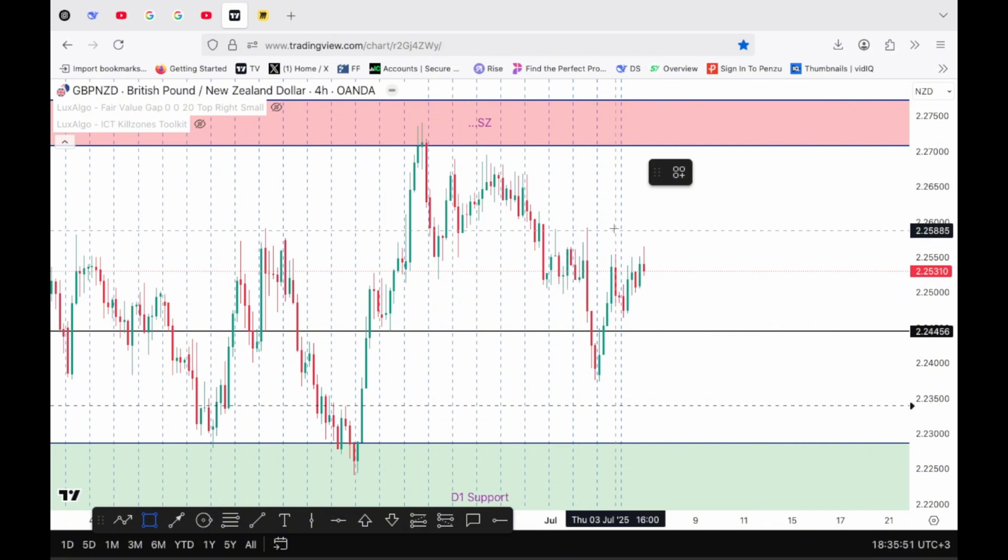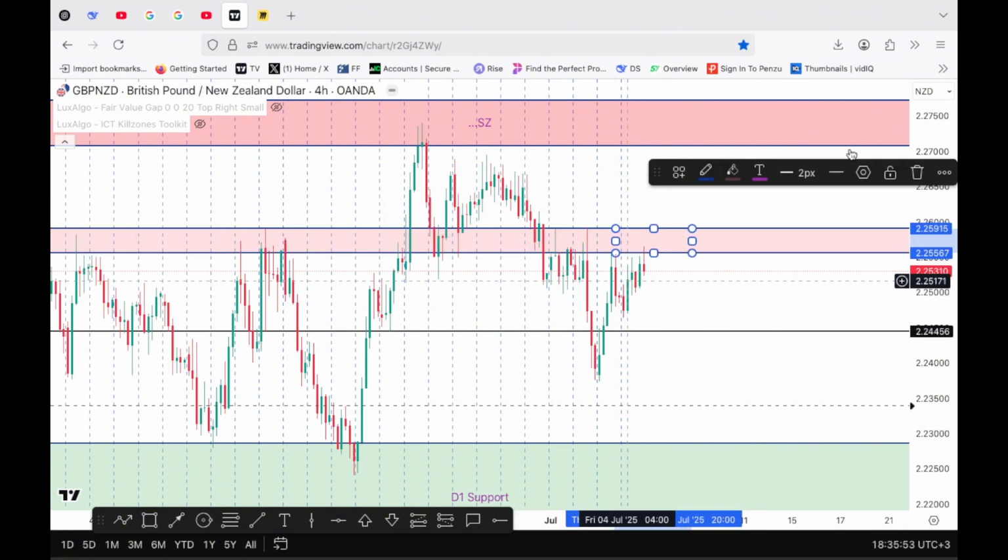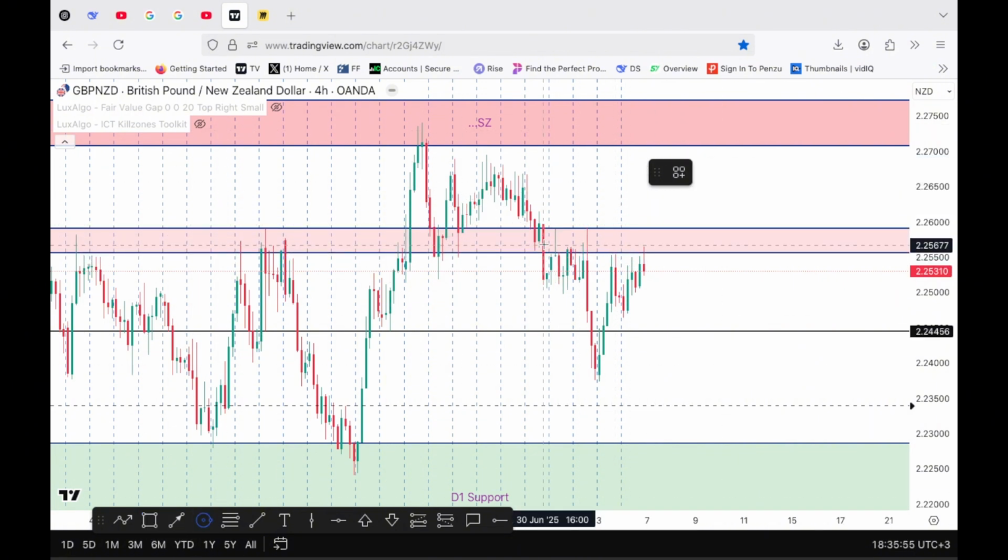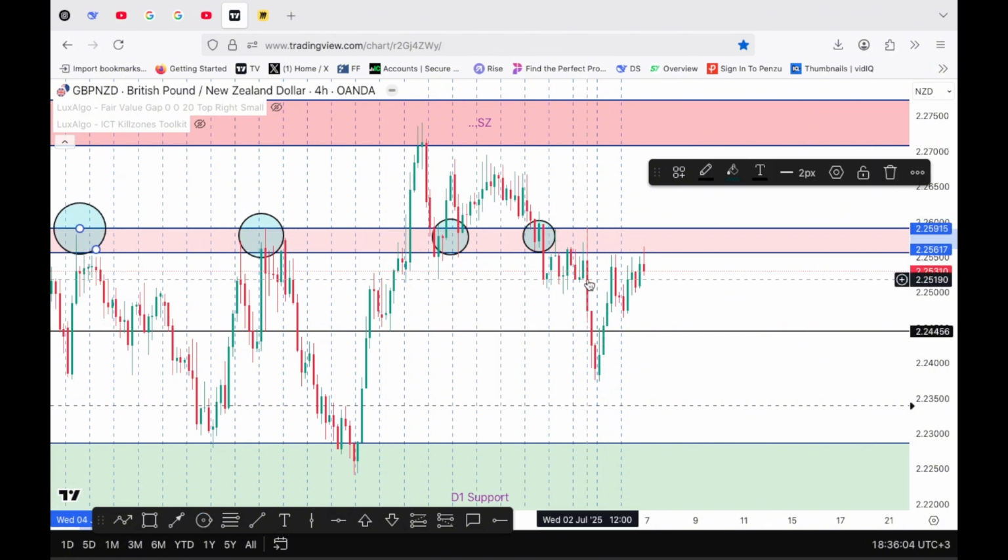It can be this place, which is again resistance, because why that place? Because it was touched here multiple times, multiple times, multiple times. So my bias is downtrend, so I start now going to my strategy.